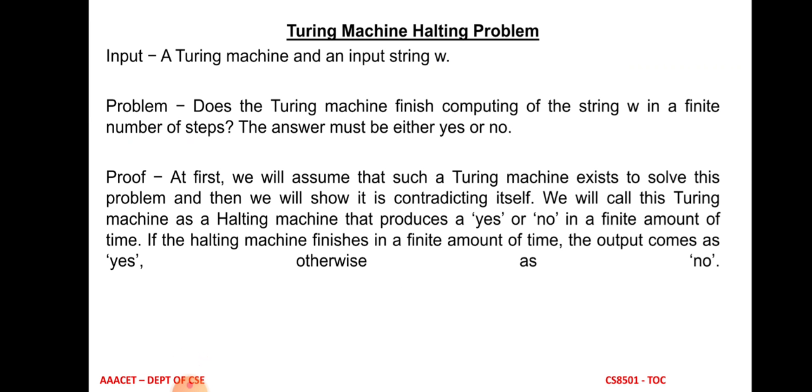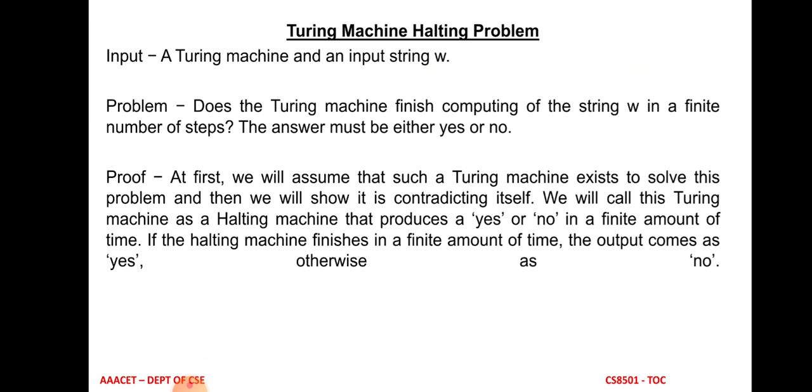Because the input is a Turing machine and the input string, the question here is whether the Turing machine accepts the input string or does not accept it within a stipulated time, which means within a finite number of steps or amount of time. So the answer is either yes or no. If the Turing machine accepts the input string in a particular time, then the result is yes. If it rejects the input string within a stipulated time, then the result is no. So this is the problem of the Turing machine halting problem.